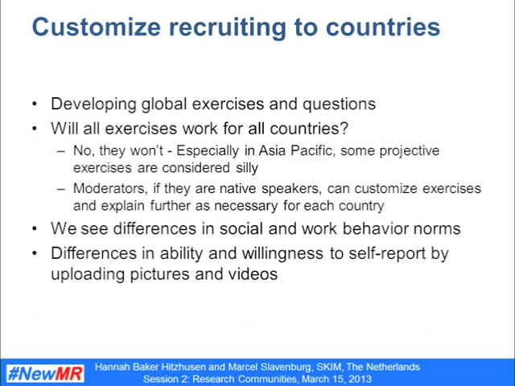And also, as moderators, we could help each other by providing some clarification or some more feedback on the exercises to the respondents. We also noticed differences in the ability and willingness to actually upload pictures or movies or express how the respondents felt. So that is also something that you have to take into account. The local and global work behavior norms changed, and the output that was generated also changed.